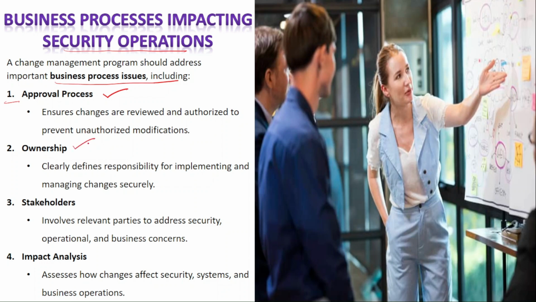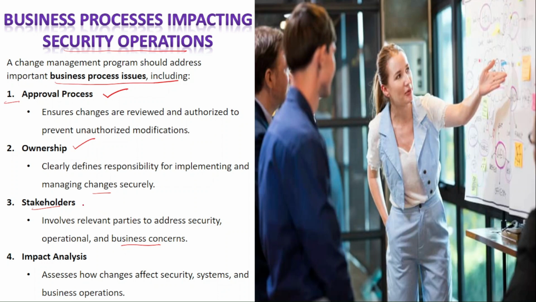The second is the ownership. Clearly define responsibility for implementing and managing changes securely. So the changes should be done by some stakeholders and implemented so that there is ownership, if something happens or if some changes are required, so that the ownership or accountability is in place. The third one is stakeholders. Involve relevant parties to address security, operational, and business concerns. So the stakeholders must be incorporated so that security, operational, and business concerns are addressed.